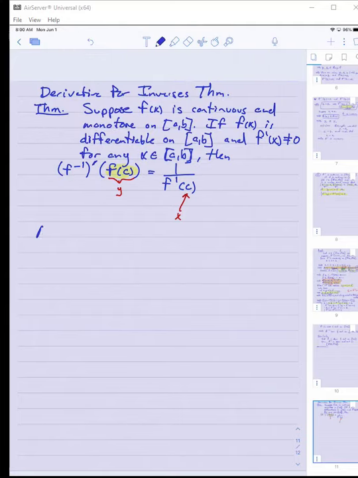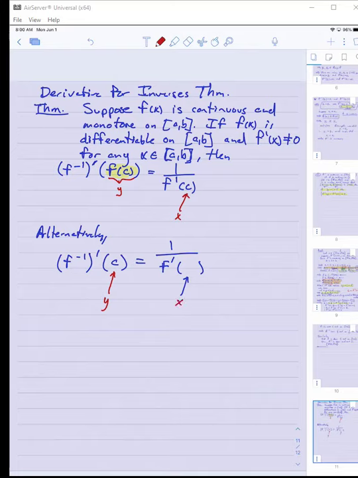So alternatively, what's another way you could say this? You could say that if I'm going to take the derivative of the inverse function, let's say at a value, let's call it c again. This theorem says it should be equal to 1 over the derivative of my regular function evaluated at what number? Well, again, if I'm thinking of this as being a y value, and I'm thinking of this as being an x value, this is the y value that I would have gotten from the original f function if I had inputted this value of x. In other words, what is this y right here? It should be f of this value.